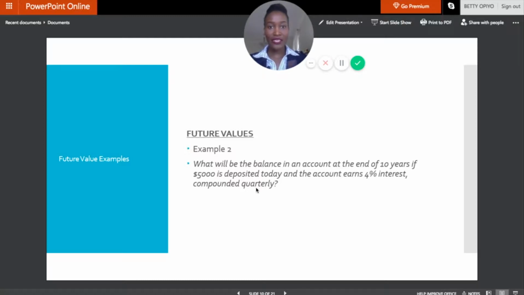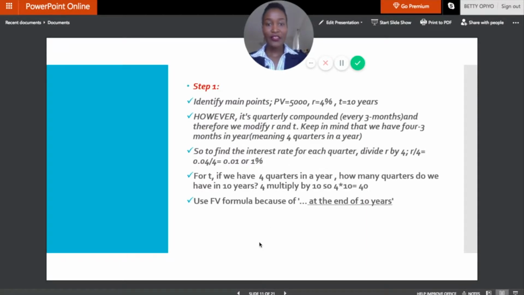So this question is a little bit tricky, so you need to keep in mind the additional information that we have here. It's asking what will be the balance in an account at the end of 10 years if $5,000 is deposited today and the account earns 4% interest compounded quarterly. So let's do that. The first step, just like the one that we covered before, is to identify the main points.